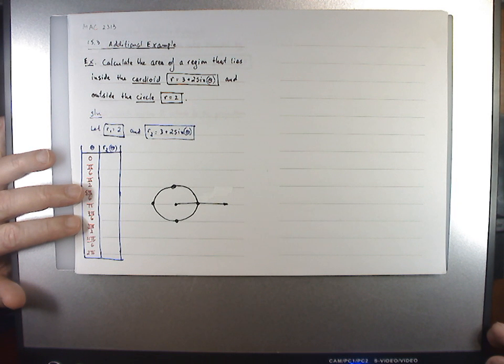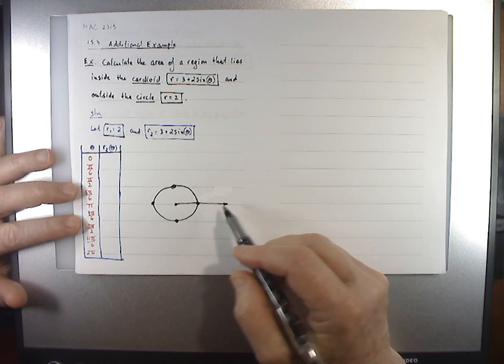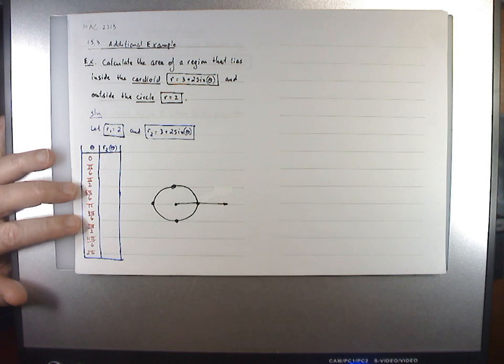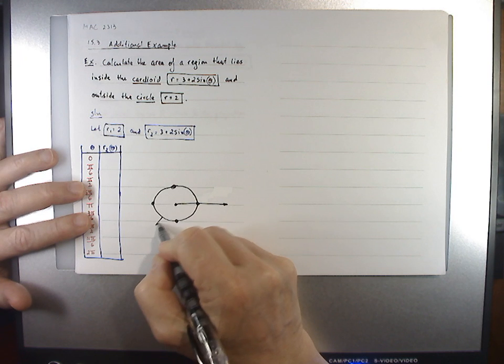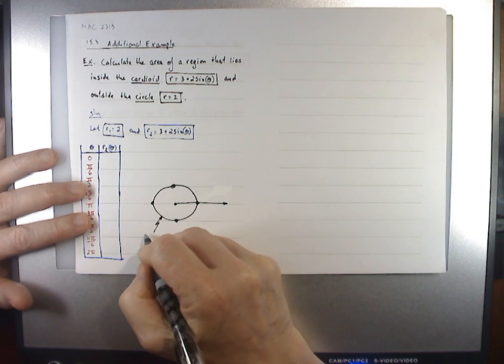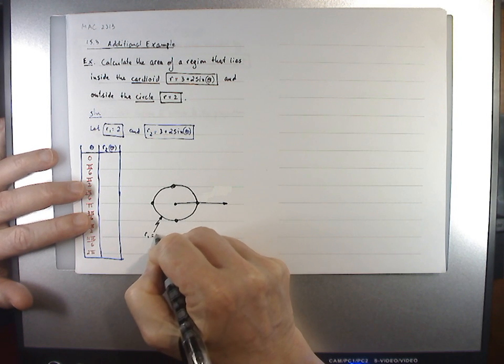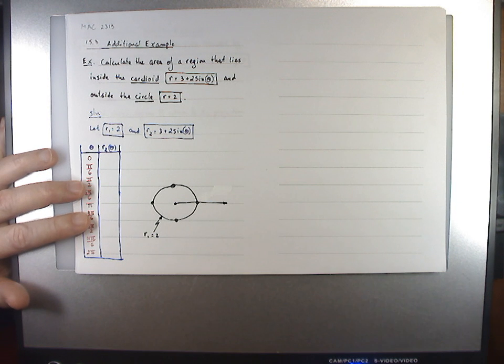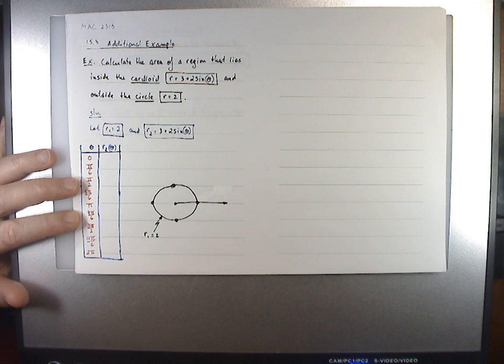So in the solution, we let the circle, call it r1, so r1 equals 2. And you can see it right here. This is a circle with radius 2. Since I drew it in black, let's mark it right here. This is R1, so R1 equals 2. And now the challenge, of course, is to draw R2, the limaçon.